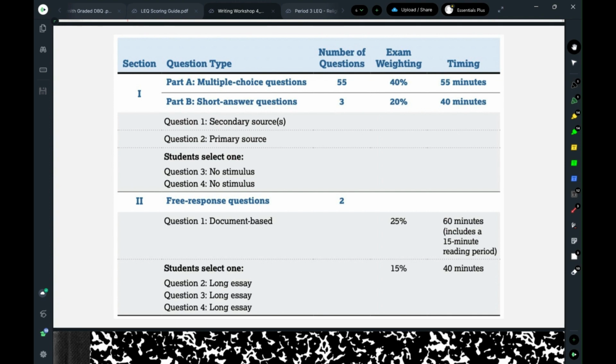But the idea is that you'll have those choices and you'll pick one. And of course, you want to pick one that you have some evidence for. And you'll see in just a minute the things you have to have in these LEQs. So you'll want to make sure that you can talk about that in a way that is going to get you points. That's what this is all about in the end, getting those points for this 15% of the test.